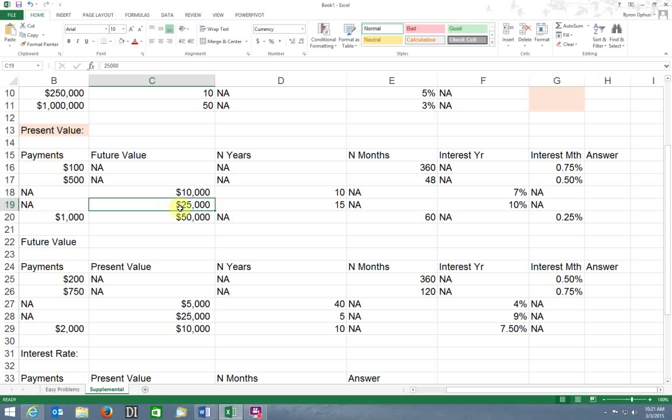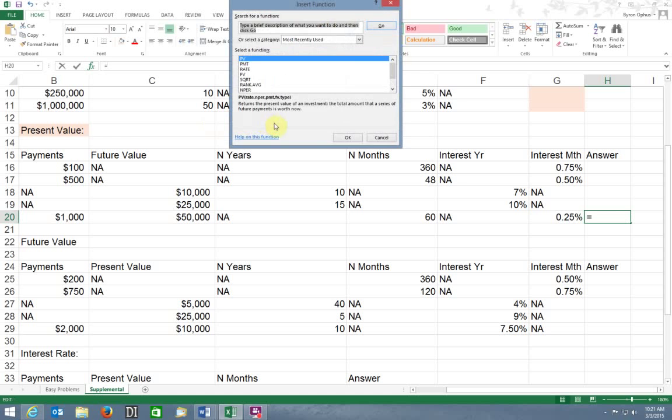Then the bottom one, this one gets to be a little bit different. What if I'm going to receive $50,000 in 60 months or 5 years? And my monthly interest rate is 0.25%, which is 3% per year, right? So this one then, well, what happens there? Once again, I'm solving for present value.